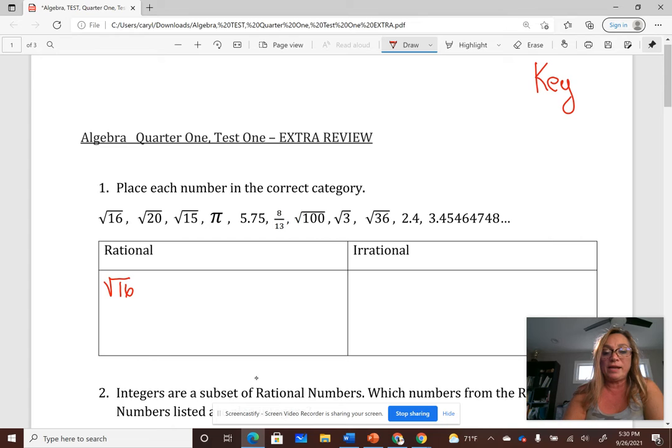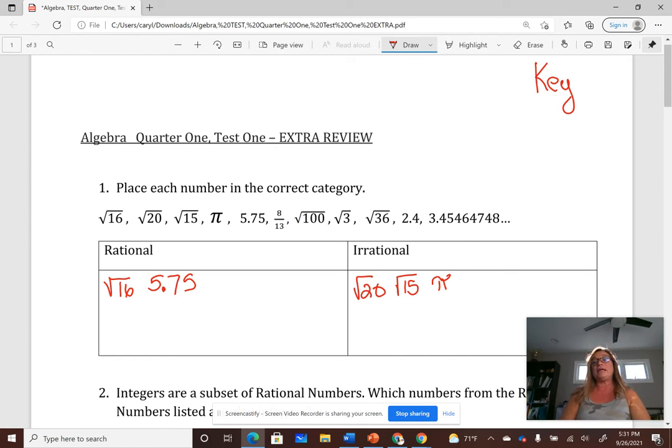Then the square root of 20 is going to go under irrational, and that would be because 20 is not a perfect square. The square root of 15 would also go here because 15 is not a perfect square. Pi is irrational. It's a non-terminating, non-repeating decimal. 5.75 is rational because it's a terminating decimal.